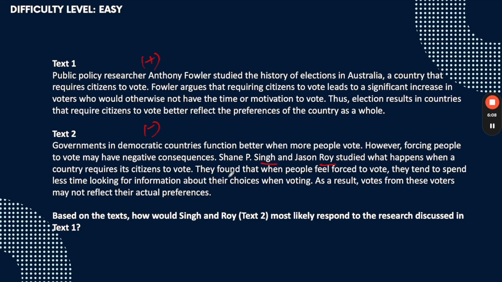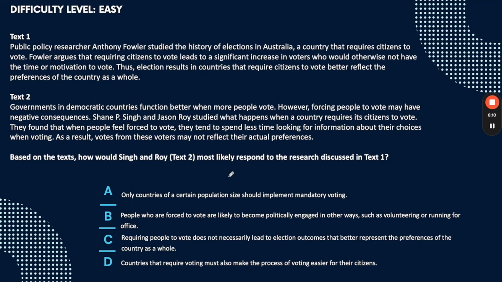Now, with this understanding, we are going to look at our options and see how this understanding is going to help us eliminate them. Also, remember, stick to the topic of discussion. We are talking about requiring citizens to vote in a country and its consequences, right? Now, let's look at A first.